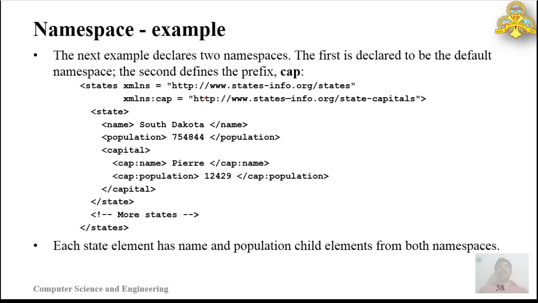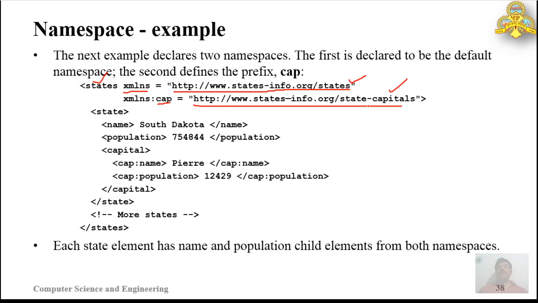Here is a very simple example. The default namespace for the states element is provided here, that is statesinfo.org states. This is the location where the elements are specified. Another one is a little bit different, that is gap. That's the prefix gap here. The URI is the same, but its path is a little bit different. Here it is states and here it is state-capitals.